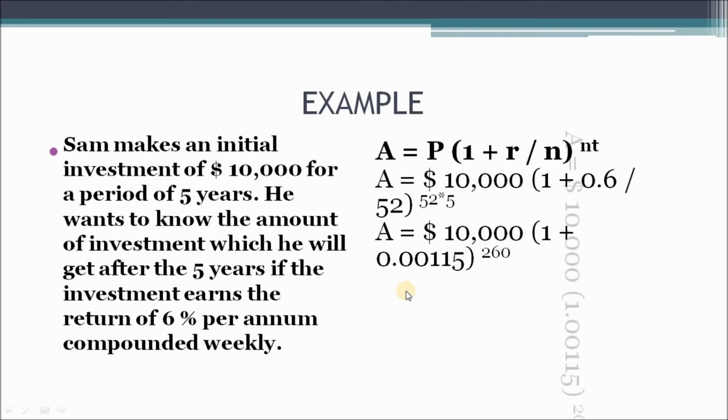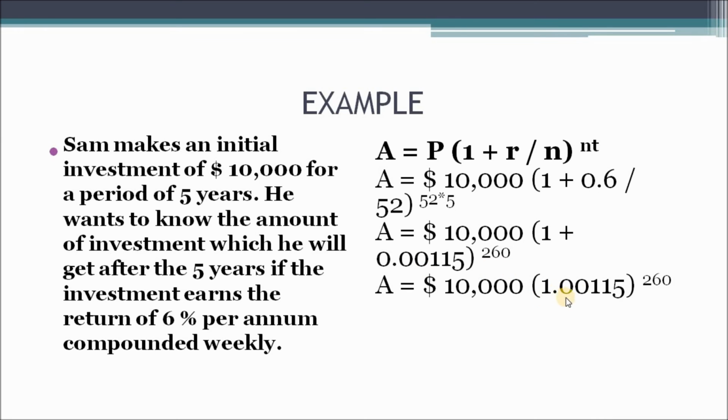Now the next step is to add up these two. When we add them, we get 1.0015. Now after doing that, we multiply by $10,000.